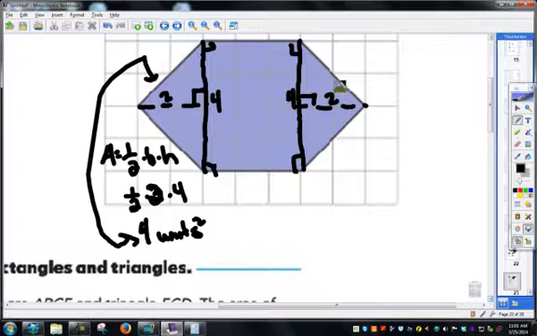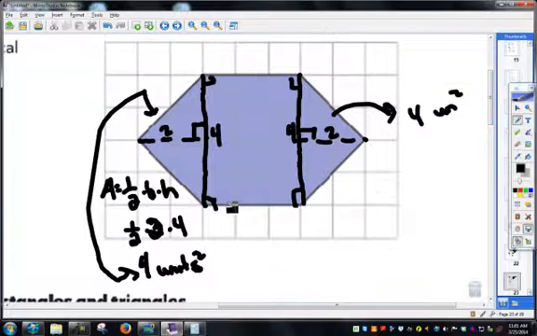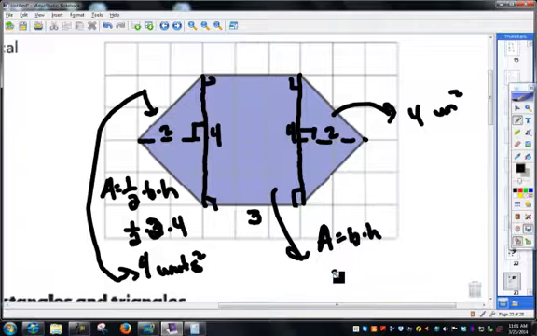This one's going to be the same because it has the exact same dimensions, so that also has 4 units squared. Okay, now the area of this rectangle on the inside, I know it's 3 long and 4 tall. The area equals base times height, which is 3 times 4, which gives me 12 units squared.